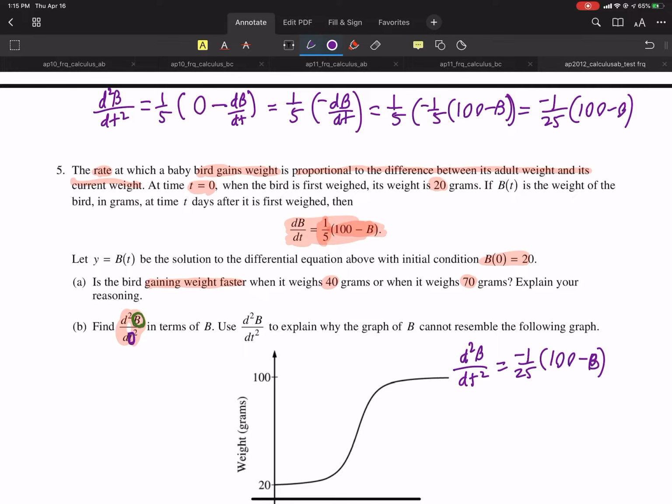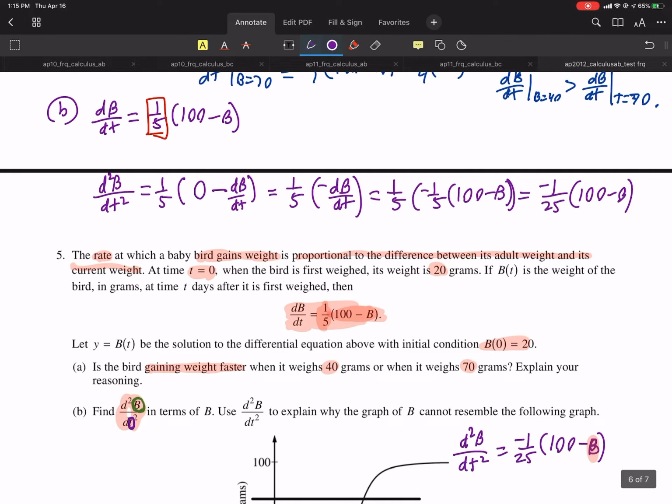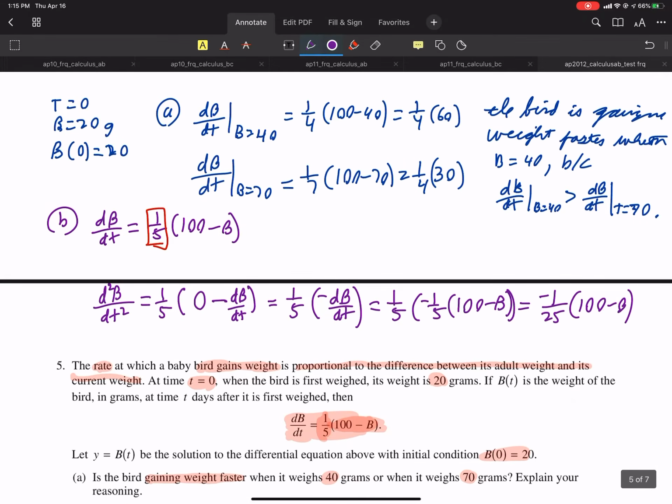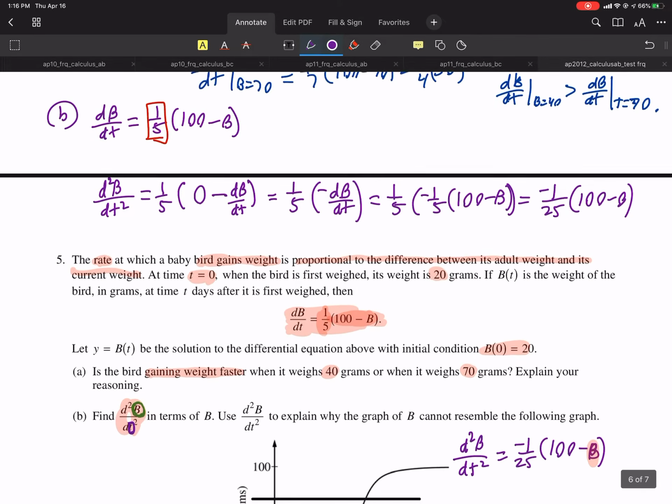So here's one question. What do we know about b? Because b is going to tell us what the second derivative is. So if we look back in our original statement up here, we know b starts at 20. When the baby's born, it weighs 20 grams. And we know when it's an adult, it weighs 100.